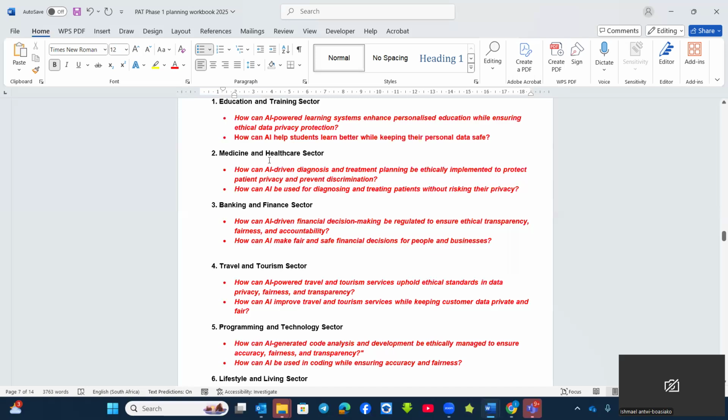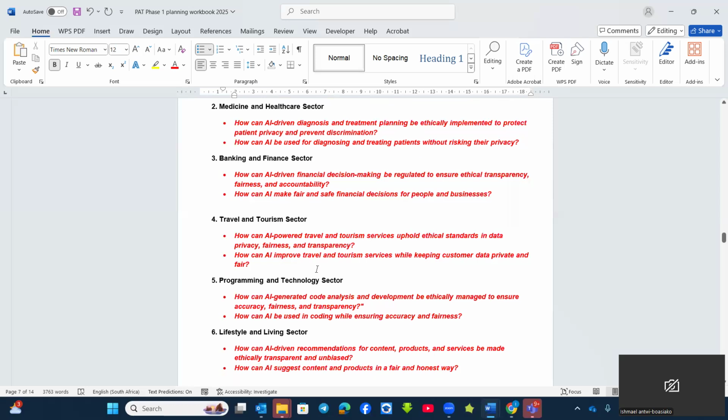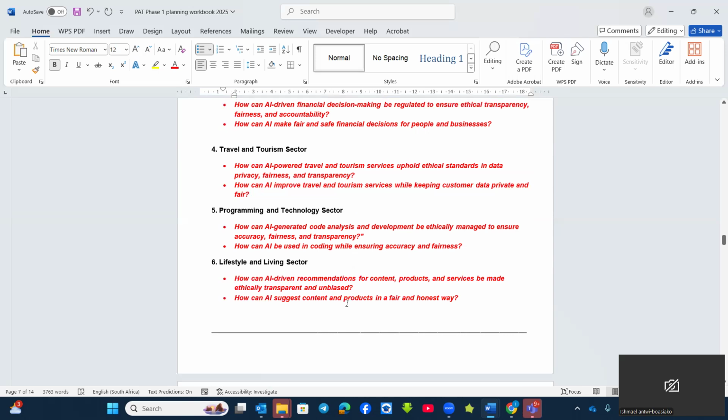Then when you talk about the medicine and healthcare sector, how can AI be used for diagnosing and treating patients without risking their privacy? And in the banking and finance sector, how can AI make fair and safe financial decisions for people and businesses? Then how can AI improve travel and tourism services while keeping customer data private and fair? Or how can AI be used in coding while ensuring accuracy and fairness? And then lastly, how can AI suggest content and products in a fair and honest way?